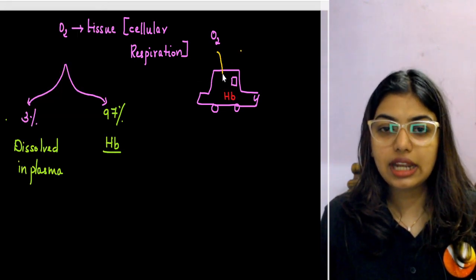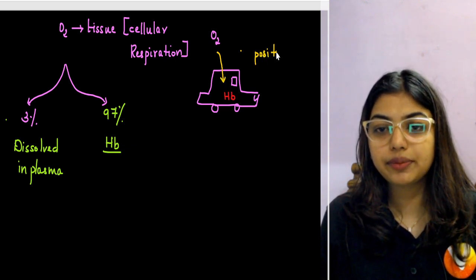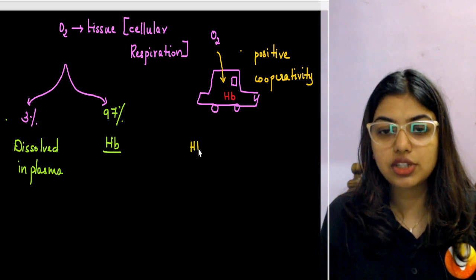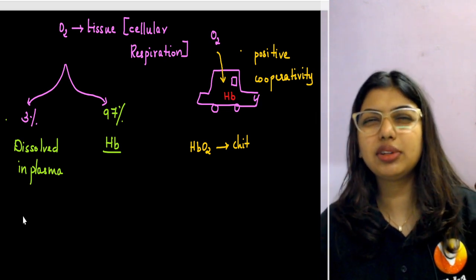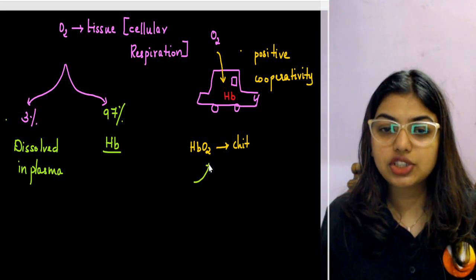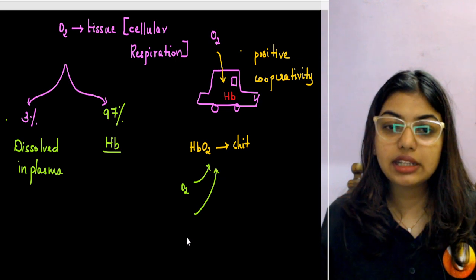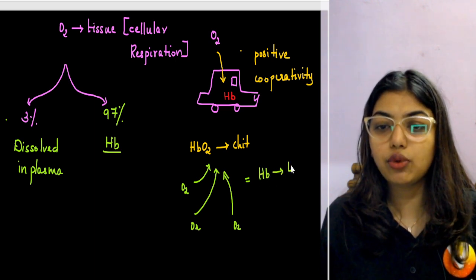So one oxygen will get into the car and do something called positive cooperativity. That is, this hemoglobin will combine with the first oxygen, and they'll nicely sit and chit chat. After that, the hemoglobin will think, actually oxygen is not that bad, it's actually a nice person. Then the next oxygen will be waiting in the next stop. 4 stops will be there. Like this, hemoglobin is going to accept all the 4 oxygens.